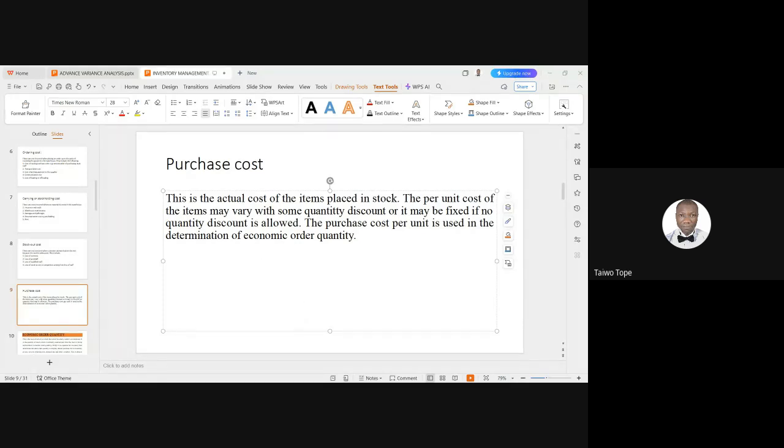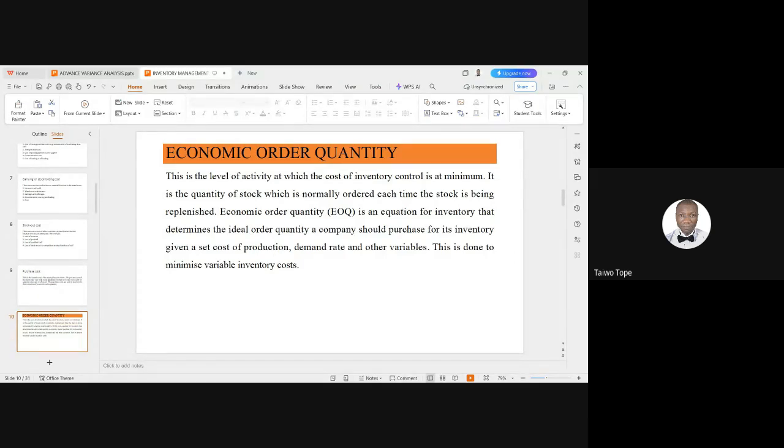Based on this slide, let's see what we have put there. The economic order quantity, we said, is the level of activity at which the cost of inventory control is at minimum. It is the quantity of stock which is normally ordered each time the stock is being replenished. It is an equation for inventory that determines the ideal order quantity a company should purchase for its inventory, given a set of cost of production, demand rates, and other variables.